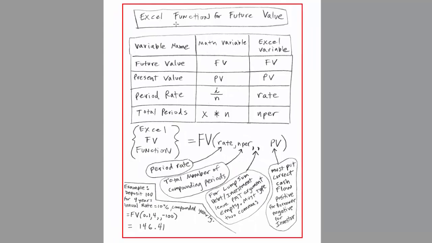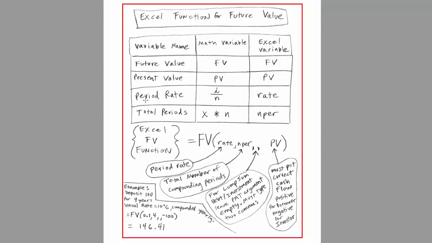Looking at our Excel function for future value, there's that awesome picture of future value. We're going to have to use the rate argument, the NPER argument, and the PV argument. Here's a little table. And the three values we're going to need inside of our future value function, here they are. PV, both in the math and the Excel, they're exactly the same variable. Period rate, that's how we do it with our math formula. That's what the Excel function is going to ask for, rate.